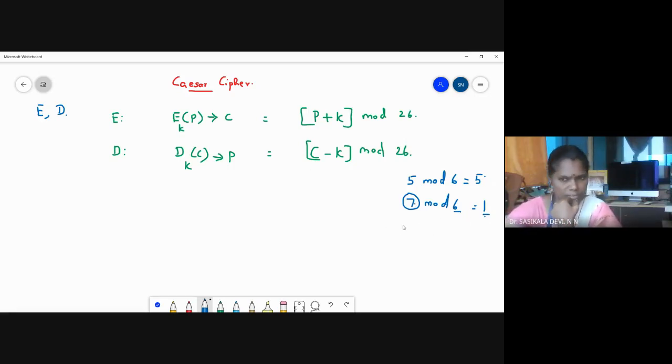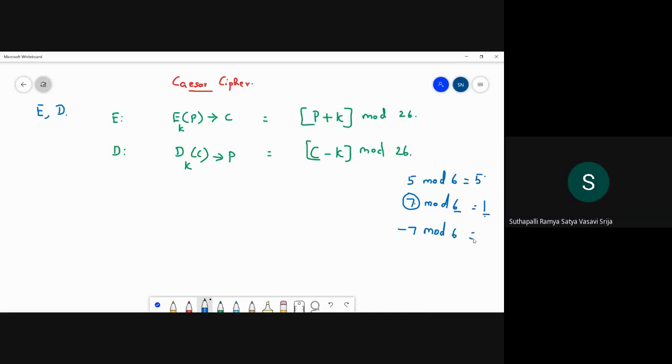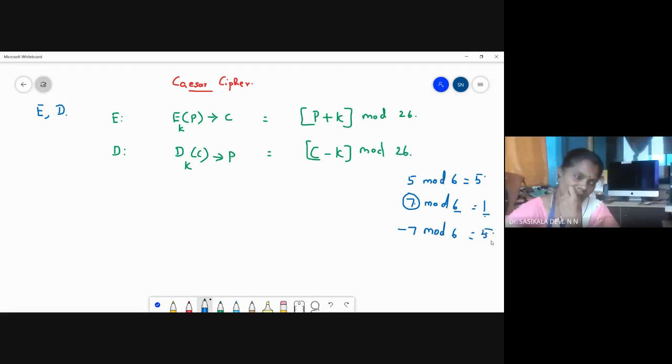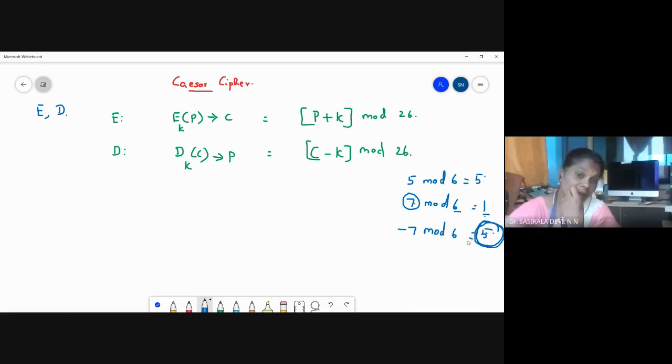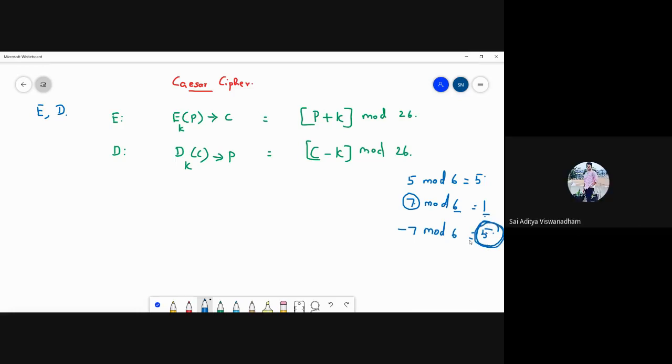Now, if it is minus 7 mod 6, what is the value? Minus 1 mod 6, what is the value? 5. How is that 5? Add 6 until the number becomes positive. Add 6 to minus 7 until the number becomes positive. Minus 7 plus 6 is minus 1. Minus 1 plus 6 is 5.